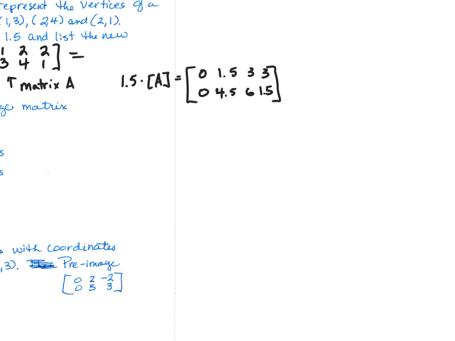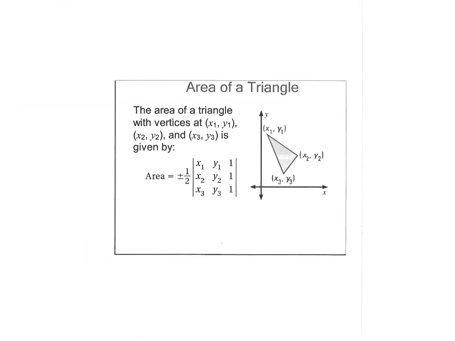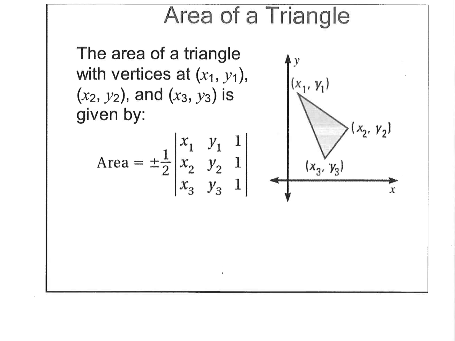Okay. Last but not least, let's look at finding the area of a triangle. We can use the matrix and determinants to find the area of a triangle that has 3 different vertices. Notice what we do. We put the vertices in this way this time. We find the determinant of it, and we take half of that. Half the determinant. Now, why does it say plus or minus here?